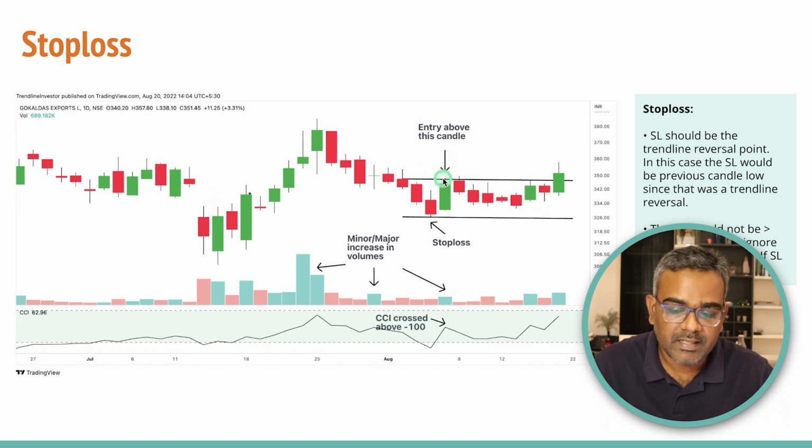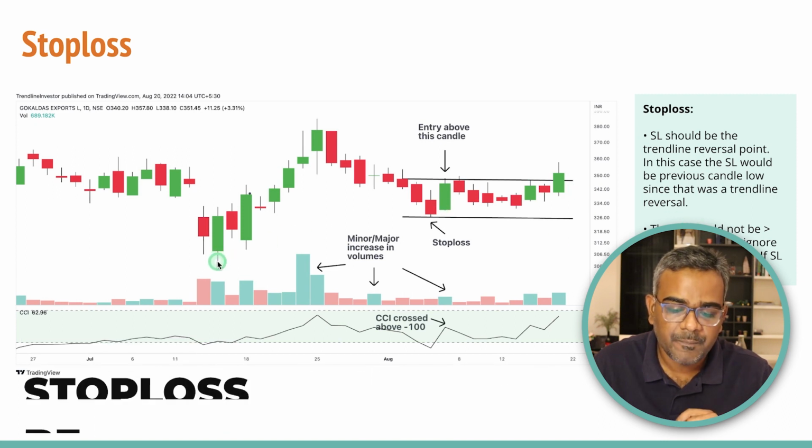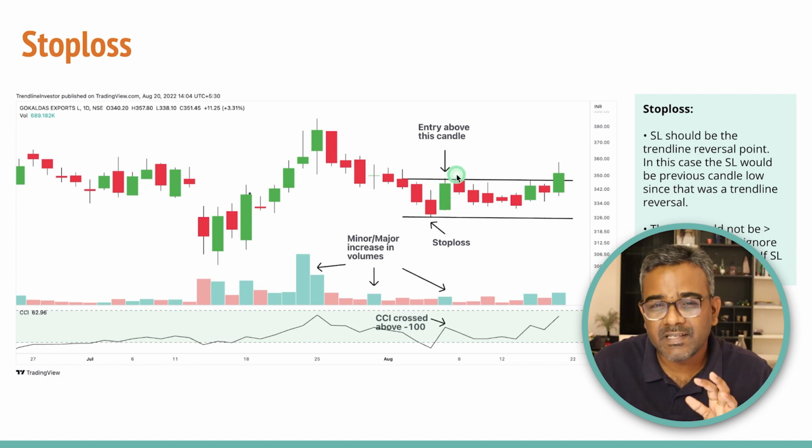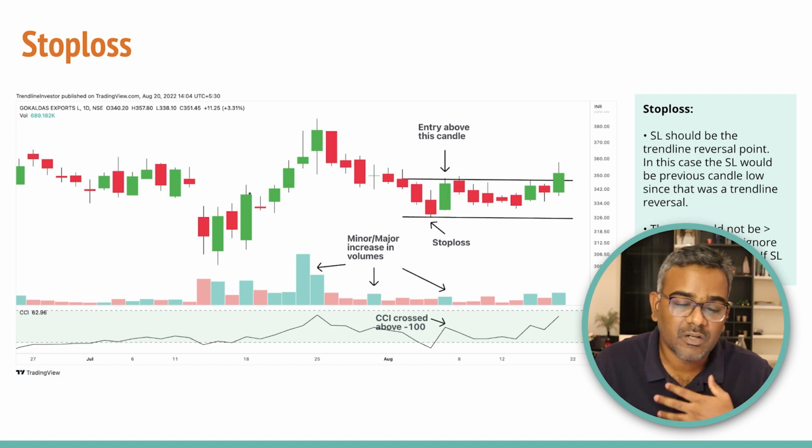And then you enter above this candle, as I said before. Now, the stop loss should not be more than 10%. For example, if you're keeping a stop loss here and it is more than 10%, it doesn't really make sense, because from a swing trading perspective, the maximum you're going to get is 20%, probably a maximum of 30%. So you need to ensure your stop loss is very minimal. If it's greater than a 10% stop loss, ignore the stock and move on. As I said, there are thousands of stocks you can look at. So yeah, ignore and move on.